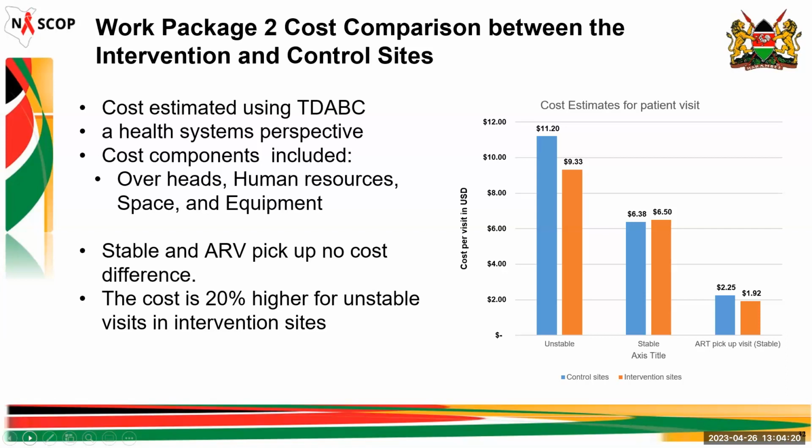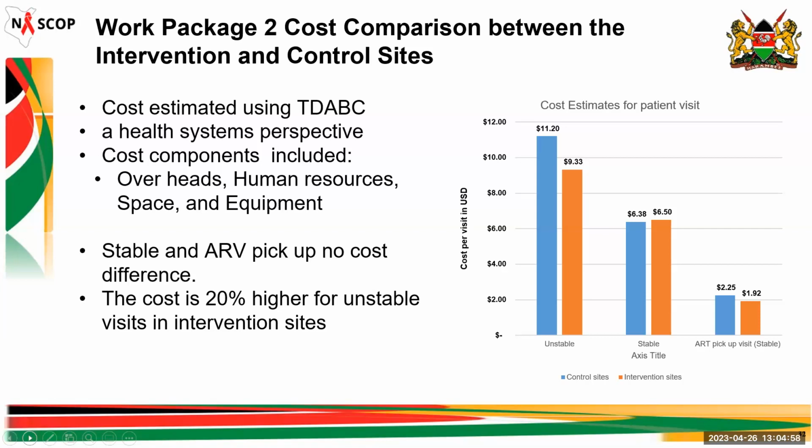These basically entail the overhead costs, the human resource, the space where services are offered, and the equipment utilized for service provision. If you compare between the unstable, stable, and patient pickup, you see that in terms of the cost of what it takes to deliver services, most of the unstable clients, comparatively, regardless of the intervention and the control side, actually require more resources to take care of them.